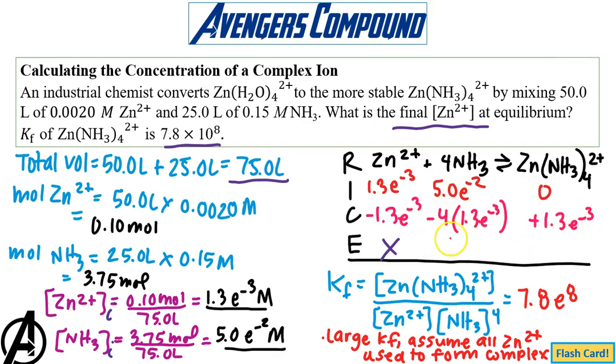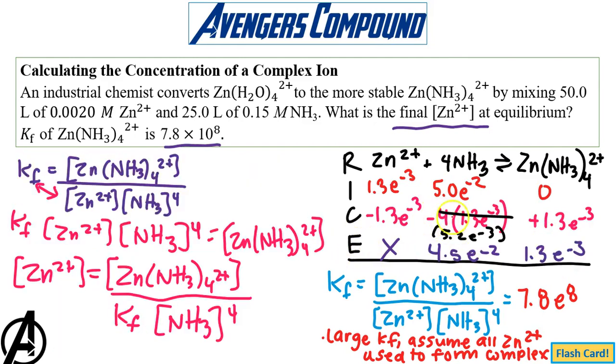So I'm going to go ahead and subtract these two numbers to get our equilibrium amount. Okay, so I took my 4 and I multiplied it by 1.3 times 10 to the negative 3, and I got 5.2 times 10 to the negative 3. So when I take 5.0 times 10 to the negative 2 and subtract 5.2 times 10 to the negative 3 from it, I get 4.5 times 10 to the negative 2.